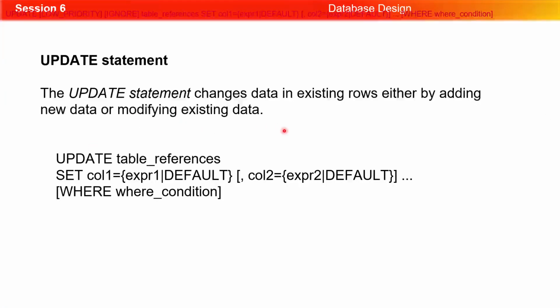The update statement changes data in an already existing row, either by adding data to an empty column or by modifying existing data. Here is the syntax. It is update, then the table references, and then we want to set the column names equal to some data. You can see here there's a list of columns, comma separated, and then there is a where condition. So you could pass in here where ID has some kind of a value, and only that record or set of records will be updated with new values.